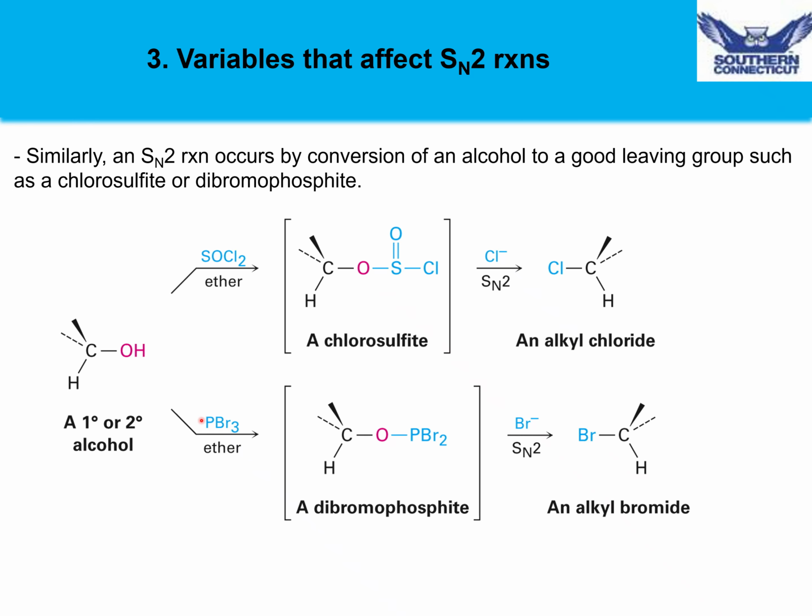PBr3 does basically the same thing, where the alcohol is turned into a dibromo phosphite, and now that behaves as a much better leaving group than the hydroxyl group of an alcohol. And so we can now add a nucleophile like Br negative that would attack this carbon and break this bond to the oxygen, eliminating the dibromo phosphite. As a result, we get an SN2 reaction with inversion of stereochemistry.